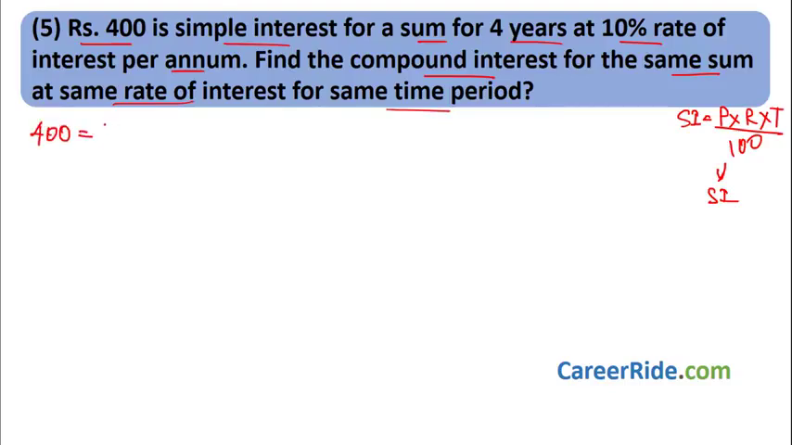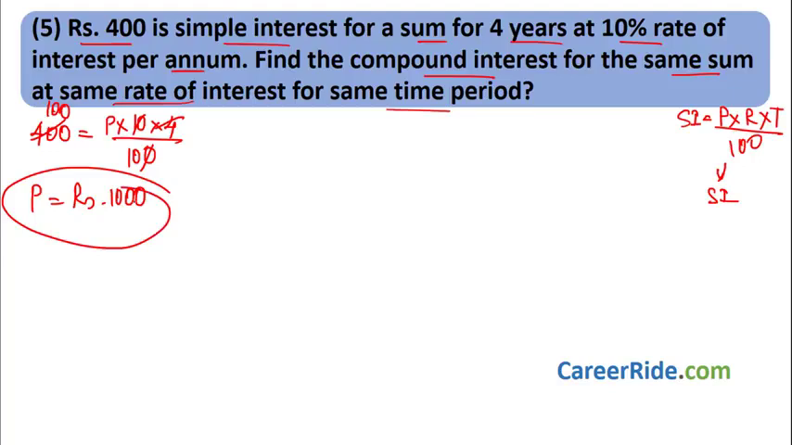What is the simple interest over here? 400. Principal amount do we know? No. Let us assume principal is P. Rate of interest is 10%, time period 4 years, divided by 100. Okay, so what do we get? P would be equal to 400 times 100 divided by 40, this gets cut, P is rupees 1000. So the principal amount is 1000.